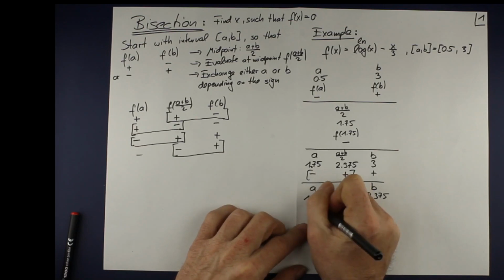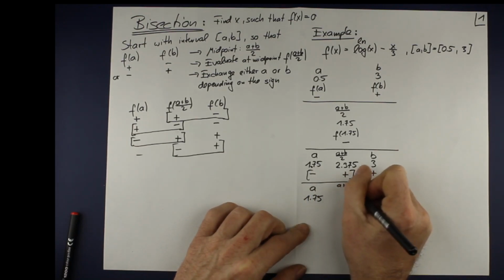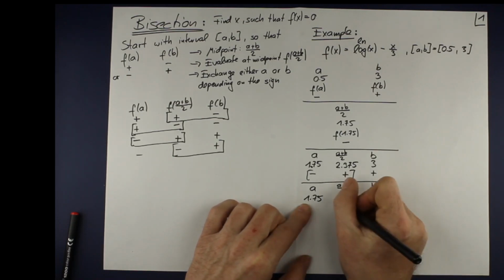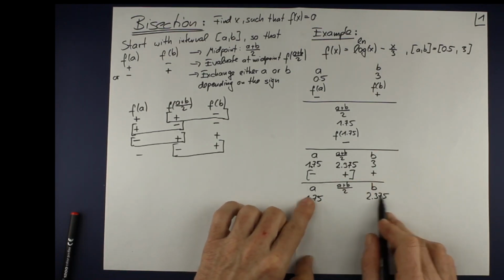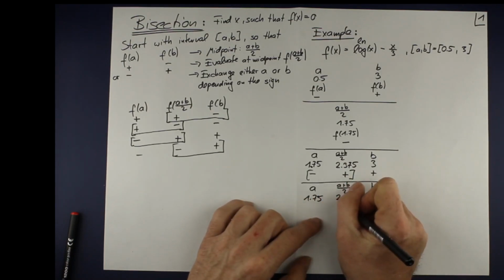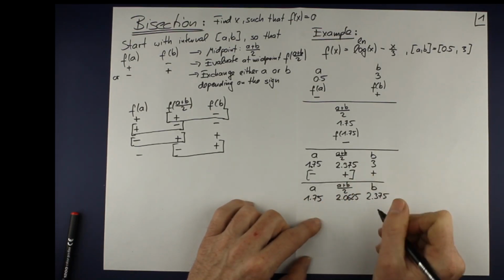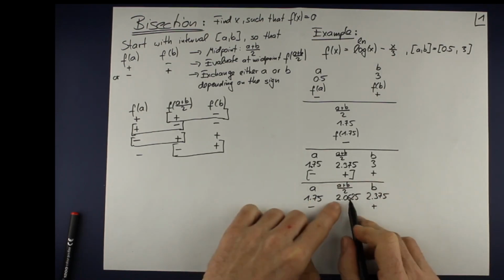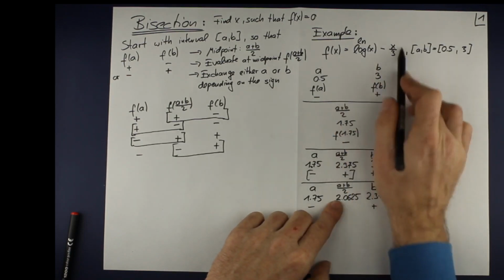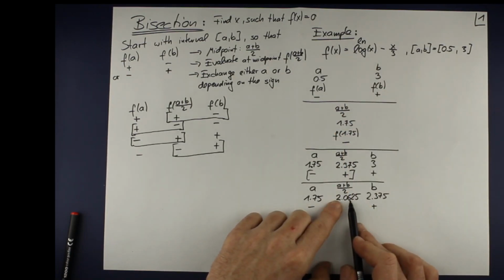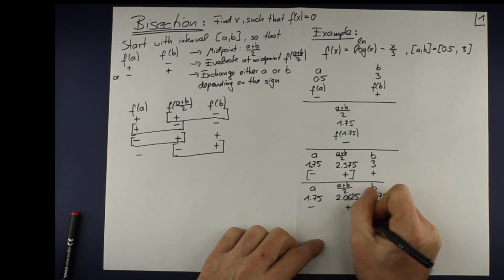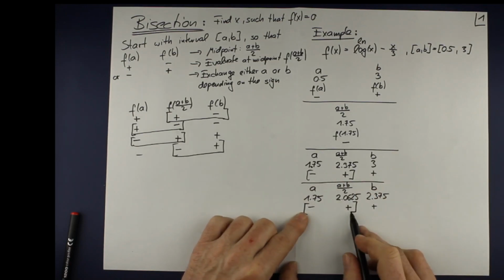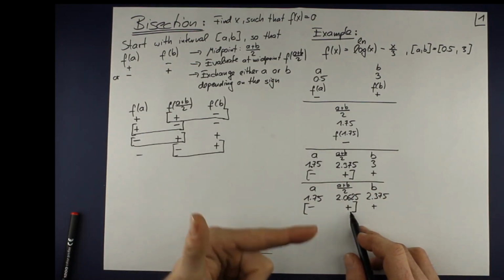2.375, 1.75. What is the midpoint? In this case, add these two numbers, divide by 2, and you get a little more than 4 divided by 2, which is a little more than 2. And then evaluate. Here we have negative, positive. Evaluate this function at 2.0625. You will get a positive value, and then we know we work with that interval and iterate that process.